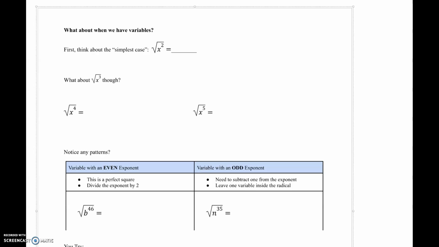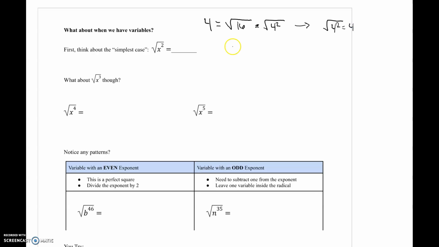All right, so what do we do when we have variables? We're actually going to start with the idea of using numbers. So let's start with the square root of 16. Well, can't we think about 16 as 4 squared? But what do we also know the square root of 16 is? Well, that's 4. So over here I'm going to write the square root of 4 squared equals 4.